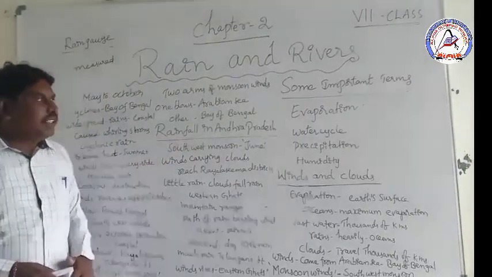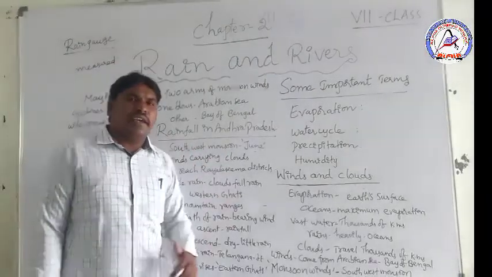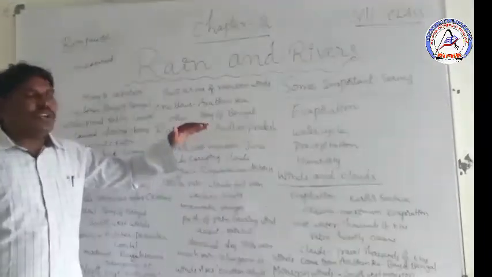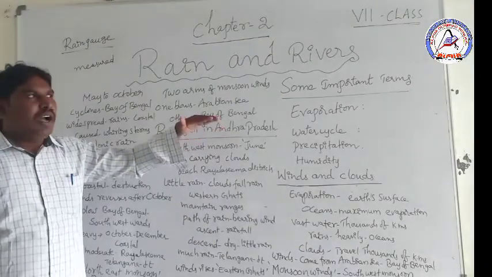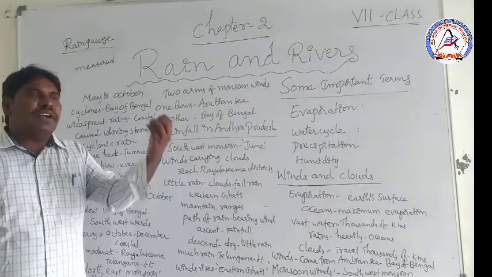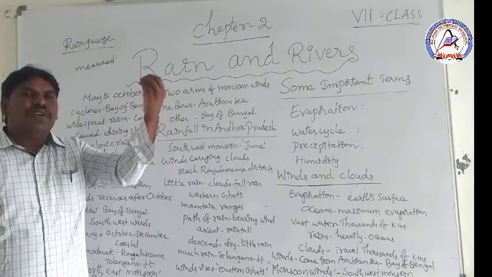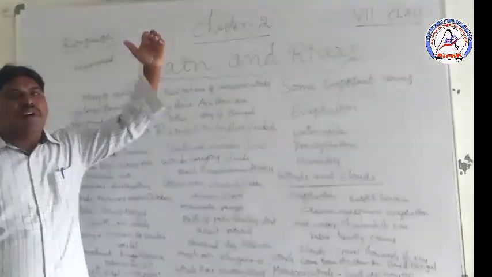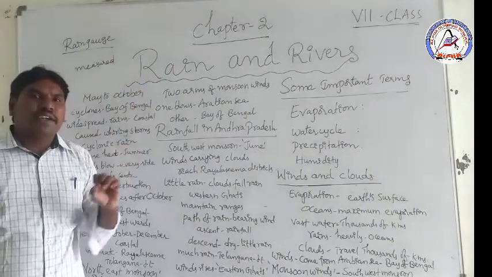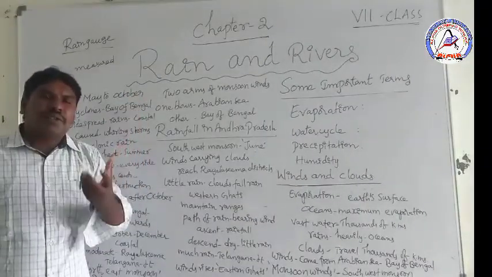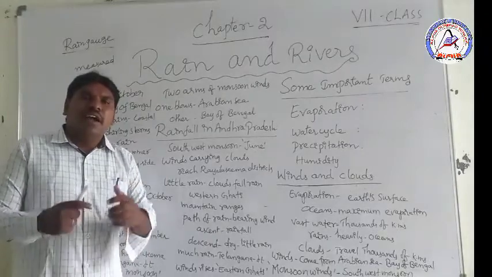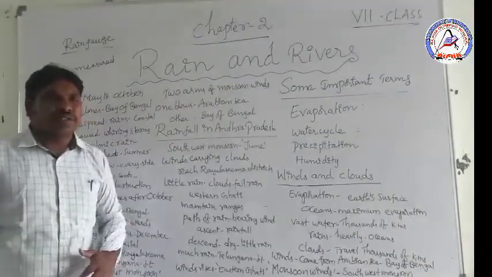Next, we can discuss the water cycle. What is the water cycle? You already know what is evaporation and what is condensation. When water vapor goes to a high level and cools, first it forms tiny water droplets. When it is mixed with smoke and dust, the size gradually increases, and after that it forms clouds.